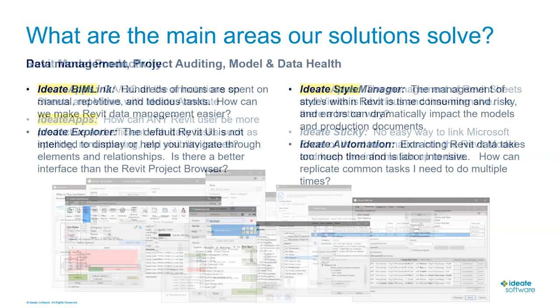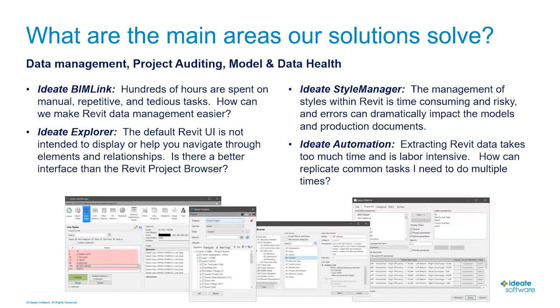And then we have a number of applications that are around data management in Revit, project auditing, model, and data health of the Revit model. So Ideate BIMlink allows you to extract all the parameter data and information behind that parameter data, send it to Excel, be able to make manipulations and updates and formulas, and then import that information back into the Revit model. Ideate Explorer is our model browser. It shows you every single element of the Revit model, and then you can search on parameter values. It actually has a great warnings management system too, so you can search for elements that have warnings on them and be able to fix them very easily.